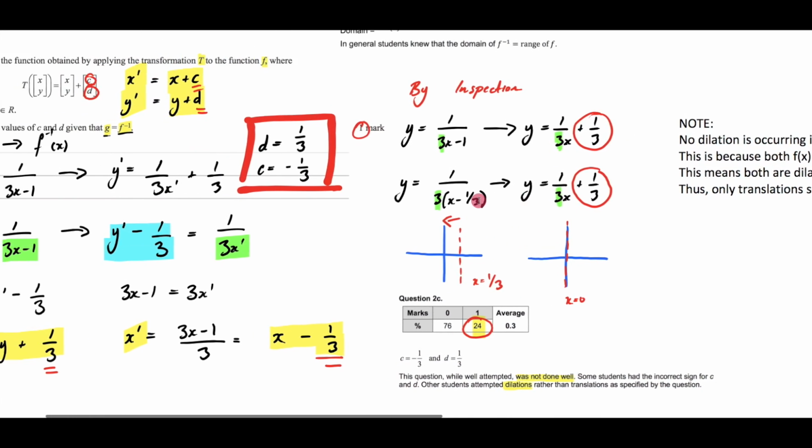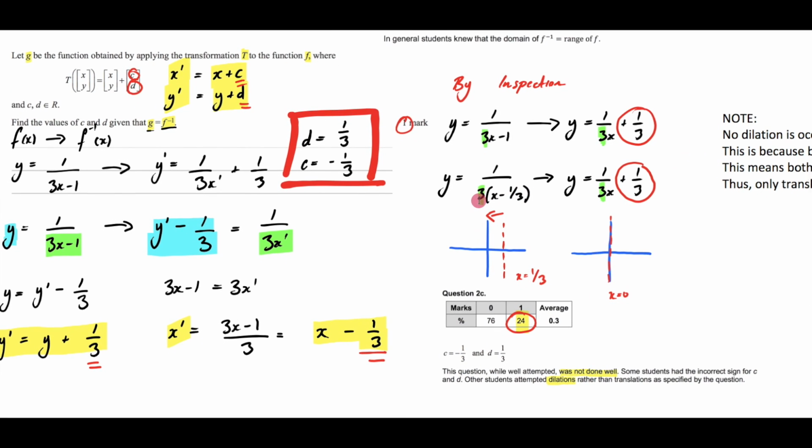And that's also obvious by what the question tells us itself. The question tells us that we're only applying translations, so there is absolutely no reason why any dilation should have occurred. The question has specified that translations are occurring, no dilations. So I just wanted to make mention of that as well.